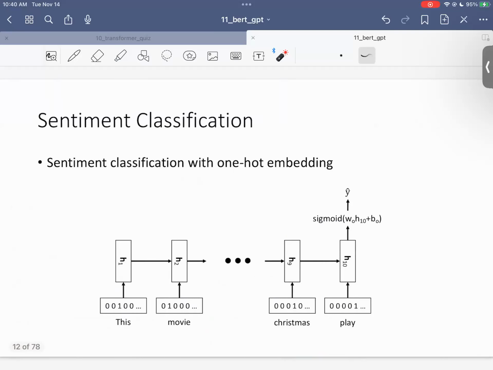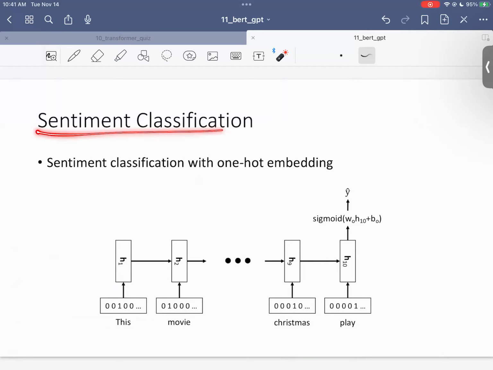Right, so that's the idea behind ELMo. So how would you use ELMo in a downstream task? Because ELMo is just a word embedding generator, right? It's kind of like word2vec. It's just that it's a contextualized word embedding generator. So how would you use it in a downstream task?